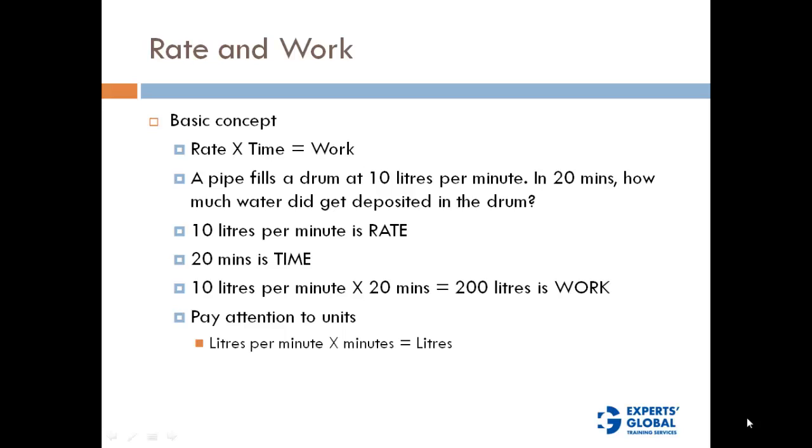So let's look at an example. A pipe fills a drum at 10 liters per minute. So it is liters per minute. So that is the rate of work. In 20 minutes, how much water will get deposited in the drum? So 20 minutes is the time, and work here is the amount of water that got deposited in the drum. So 10 liters per minute is the rate.